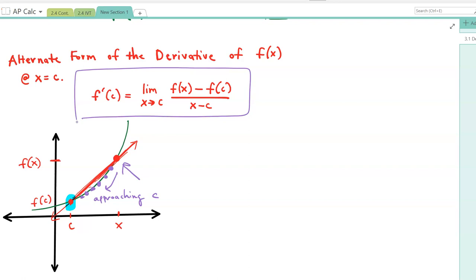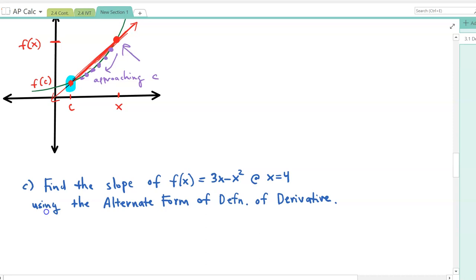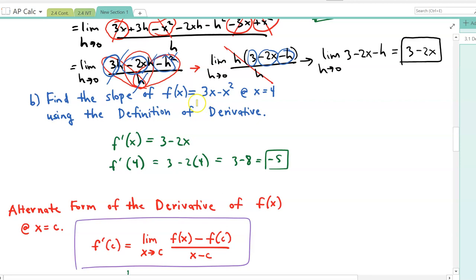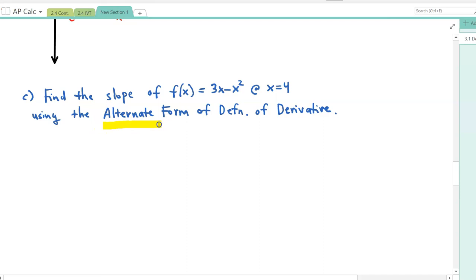So let's practice that. Find the slope. It's the same function, 3x minus x squared. Okay, it's the same function as before. Let's look at before. There it is, right? 3x minus x squared at x equals 4. Same function. But we're just going to use another tool, another method of finding this, using the alternate form of the definition of derivative. So let's do this. Here we go.